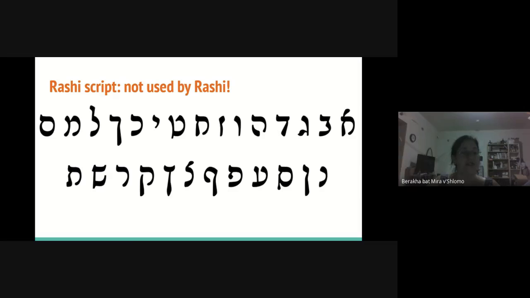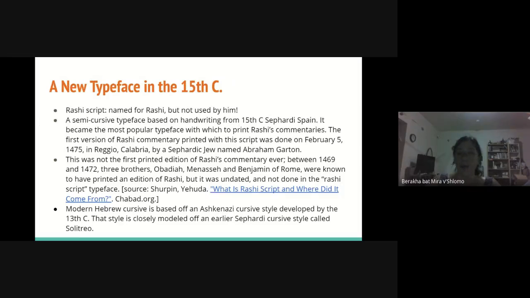This is not the only cursive that exists. Solitreo was a different Sephardi cursive script that predates this, and it is still used to write Ladino. It looks very similar, but it's slightly different. This is all the information that I just told you about.